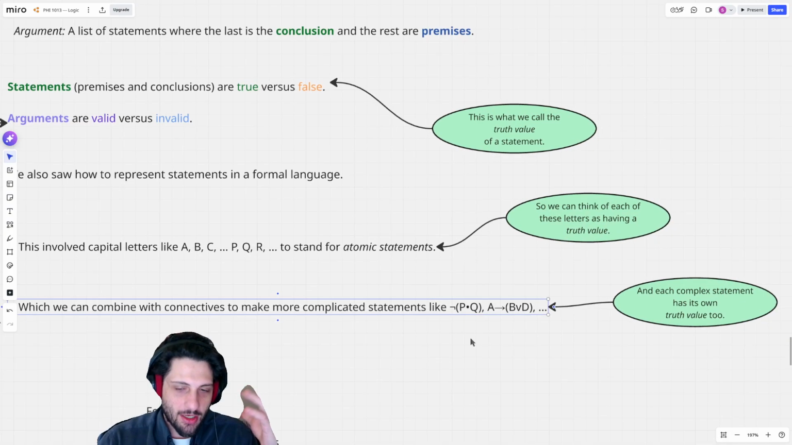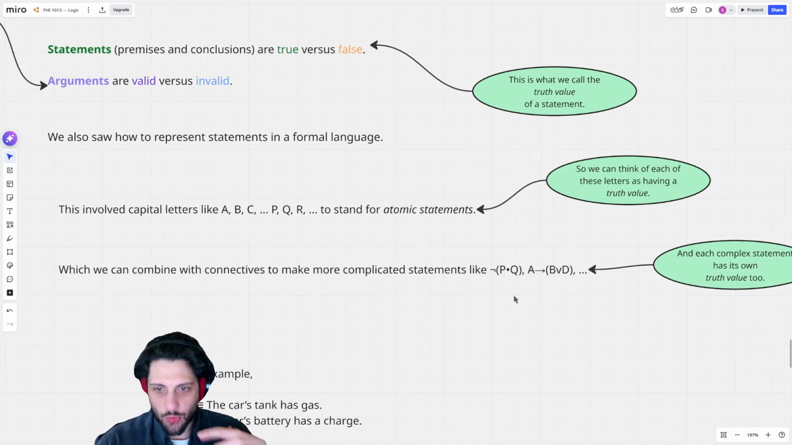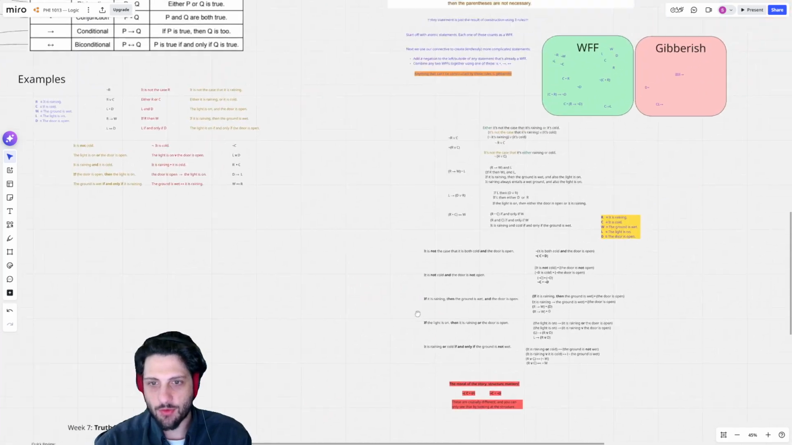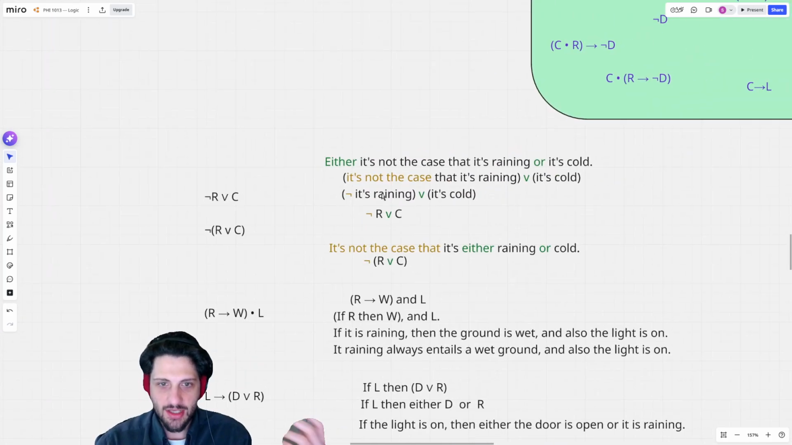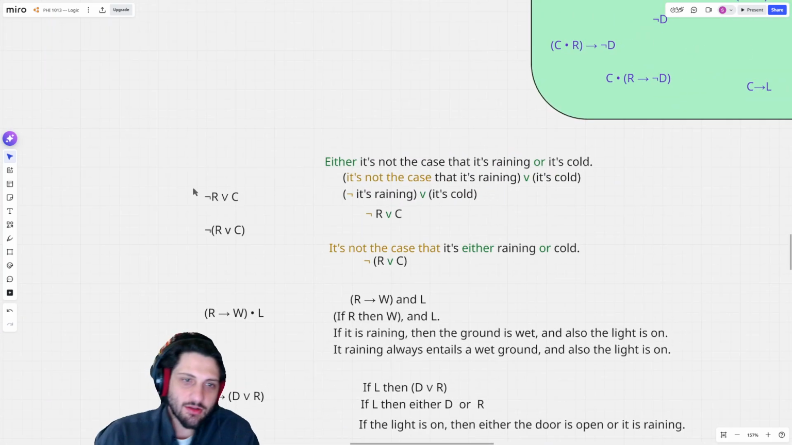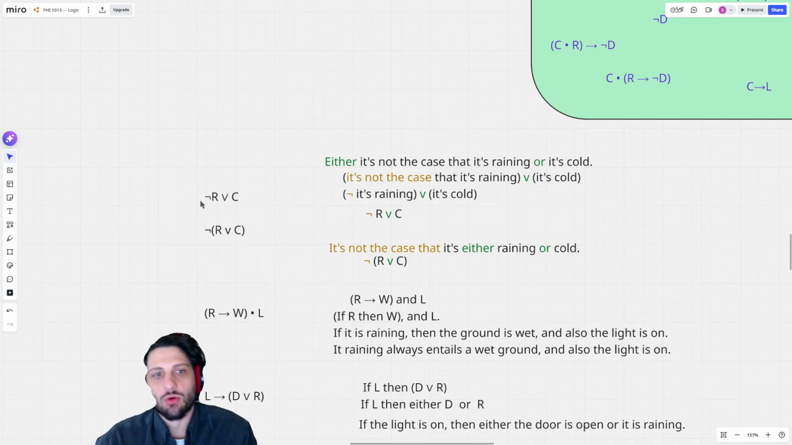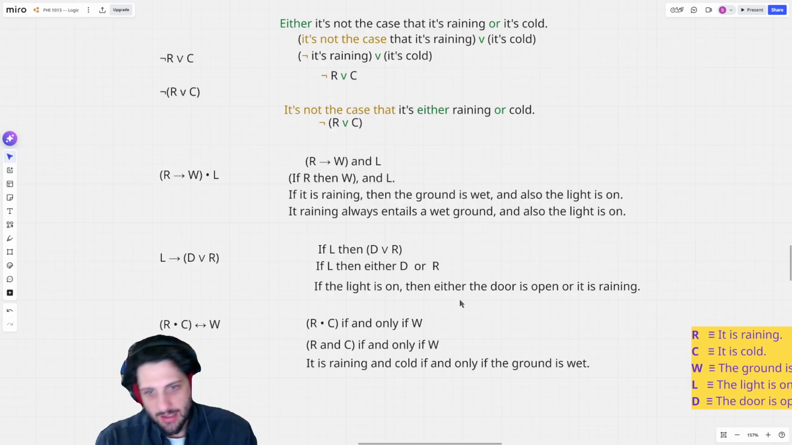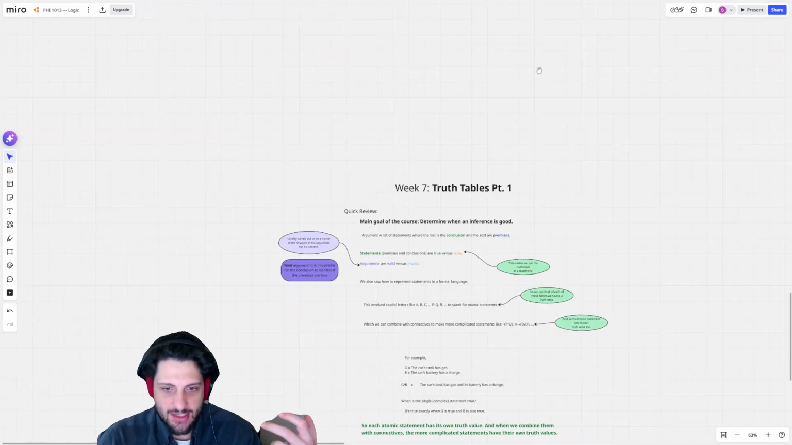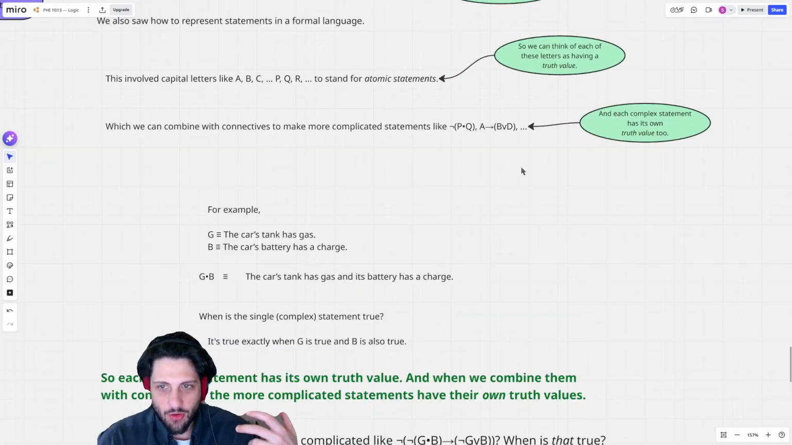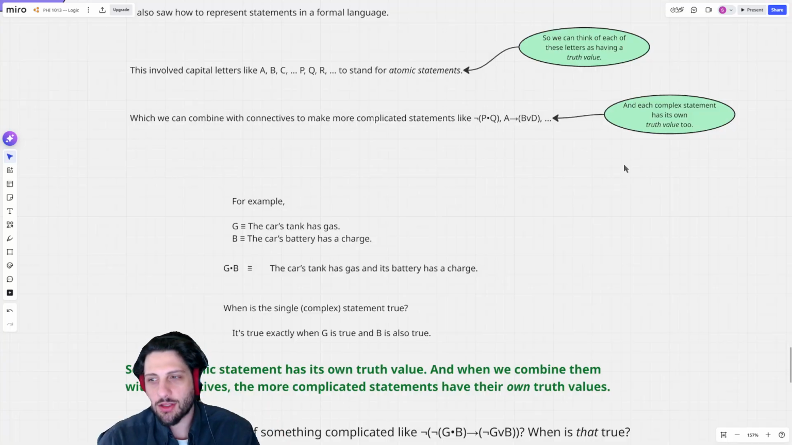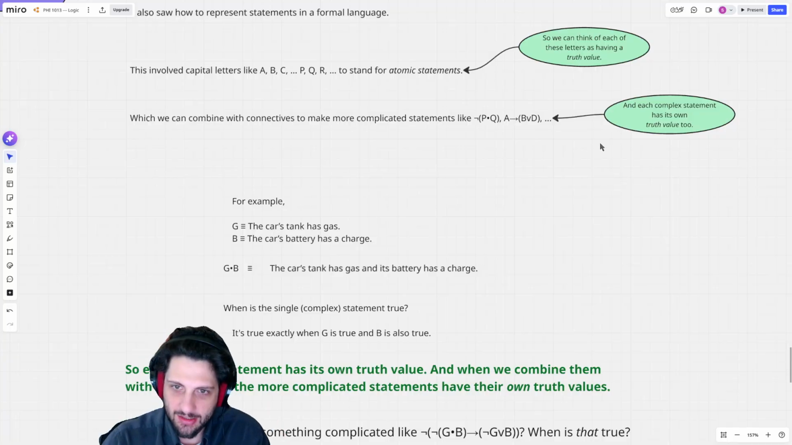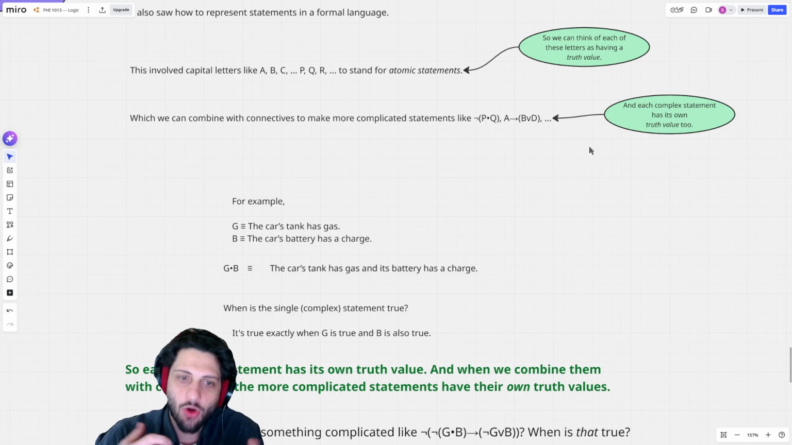And then as we made our way through that language, we started making more complicated statements. We moved on and started saying not just it's raining, but now it's either not raining or it's cold. Or, if the light is on, then either the door is open or it is raining. We started getting to more and more complicated statements. And the point is, every time we did so, we can think about the truth value of that more complicated statement as a whole.